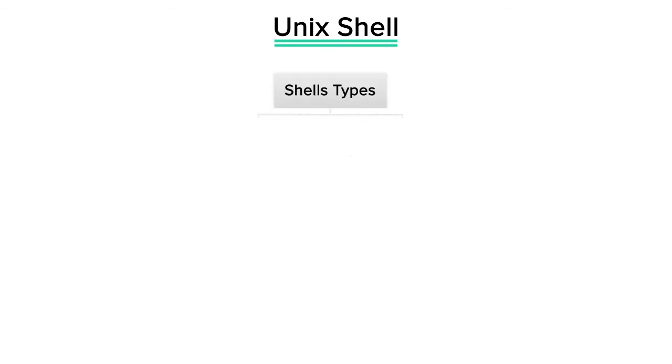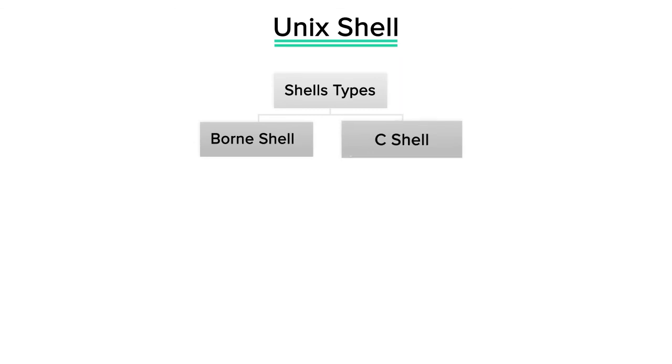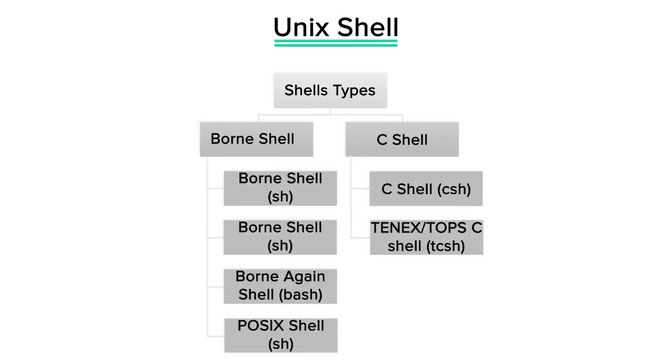In Unix, there are two major types of shells. The Bourne shell. If you are using a Bourne-type shell, the default prompt is the $ character. The C shell. If you are using a C-type shell, the default prompt is the % character. There are various subcategories for Bourne shell and C-type shells.